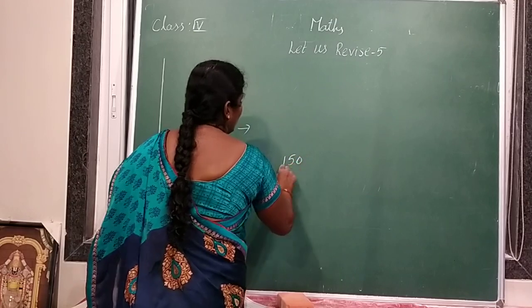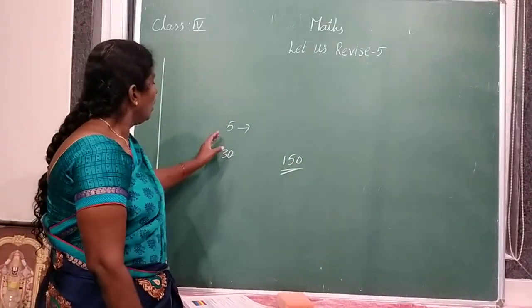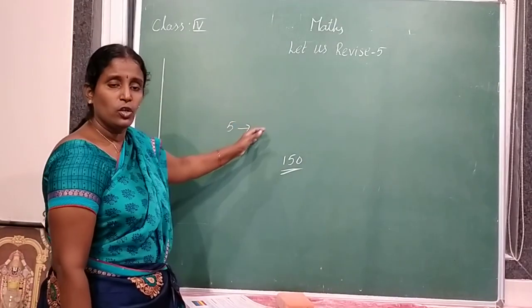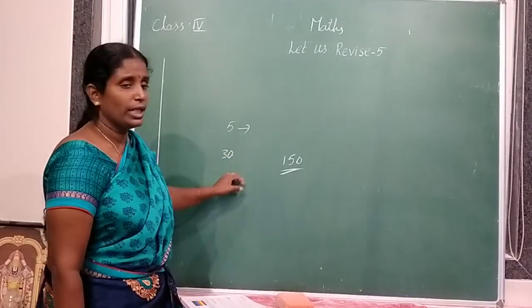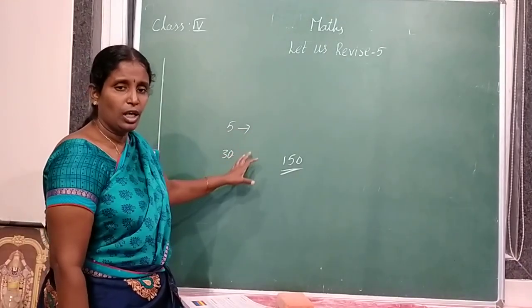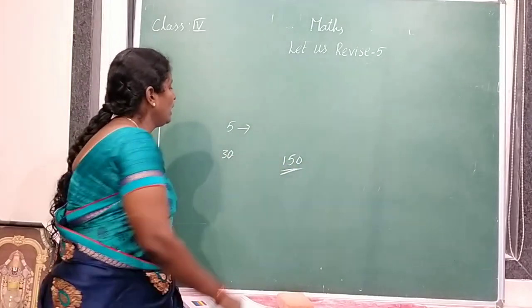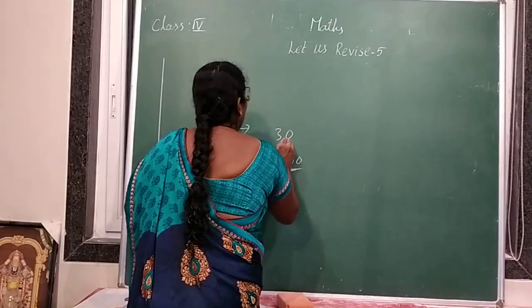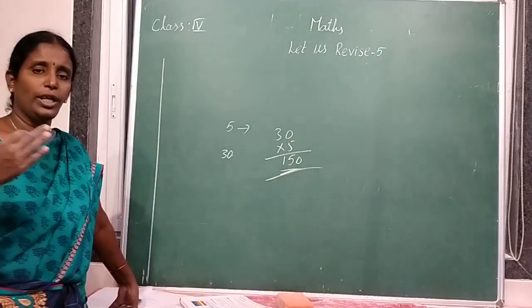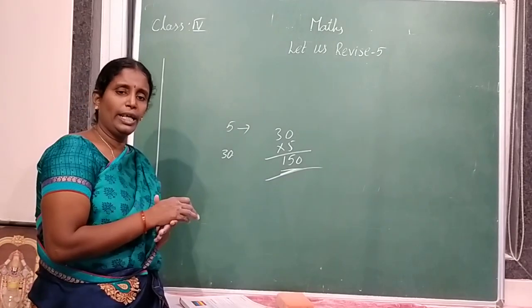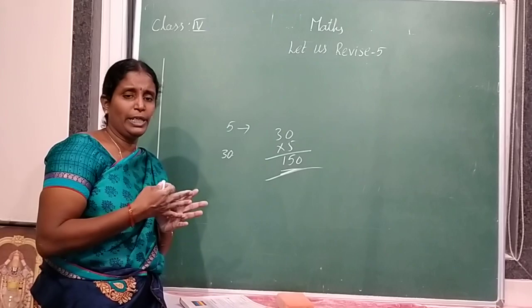150. So total 30 students are there. So how many chocolates did I give? 150 chocolates. How did you get that 150? It is nothing but multiplication. Total does not mean only addition. Actually, multiplication is nothing but repeated addition only.